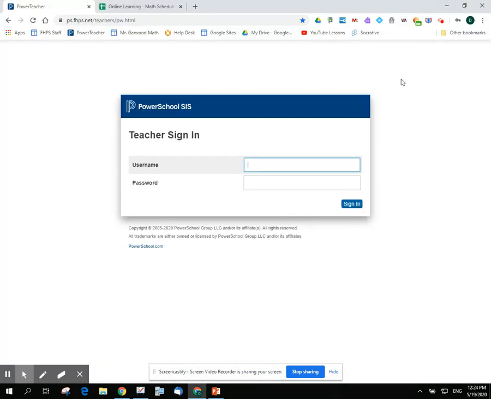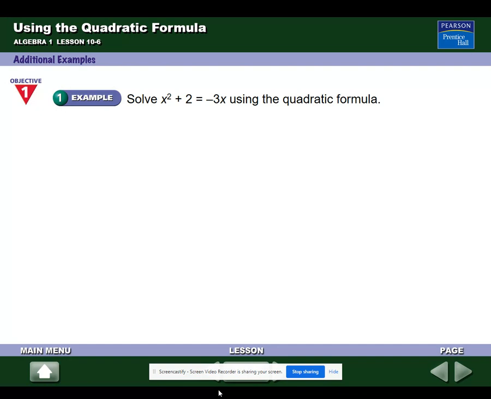Okay, so this one says x squared plus 2 is equal to negative 3x, and they want us to solve it using the quadratic formula. The first thing I would note is that it's not in standard form and it's not set equal to 0. So what you should do on a problem like this is add 3x to both sides so that you have x squared plus 3x plus 2 equals 0.